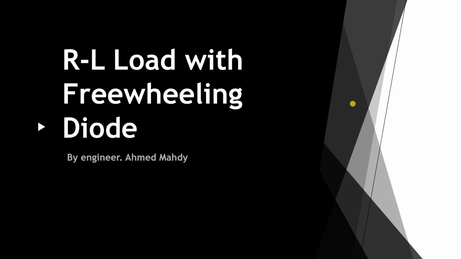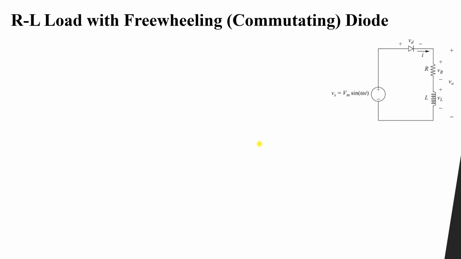Hey everyone, in this lesson we will talk about the half-wave rectifier with an RL load. However, this time we added something which we call the freewheeling diode or the commutating diode. So what happens here exactly? In the previous circuit, which is a supply with one diode and an RL load, what is the problem exactly with having an RL load?